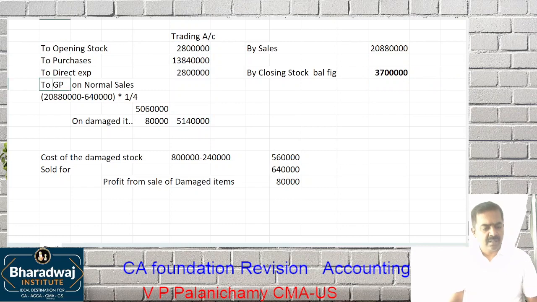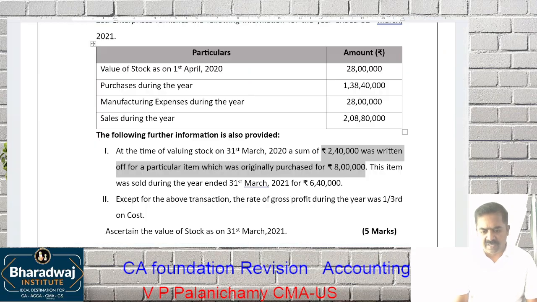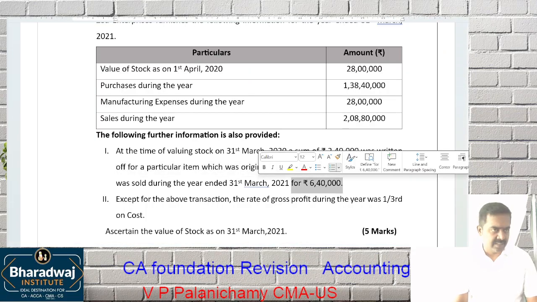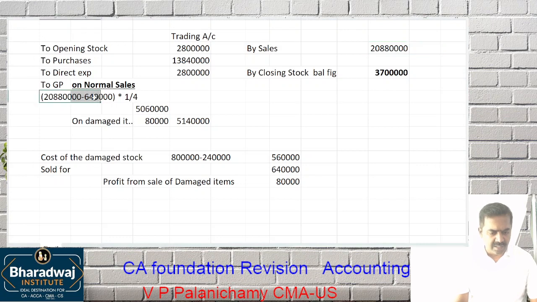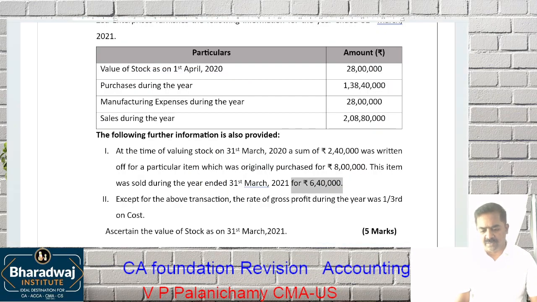I repeat, what is the gross profit on the normal sales? Normally, எவ்வளவு gross profit? 1/3 on cost, 1/4 on what? Sales. 2 crore 8 lakh 80,000 இருக்கு இல்லையா? அதுல what is the sale of damaged items included? 6 lakhs 40. அப்போ balance salesக்கு 1/4 profit maintain பண்ணுவோம். What is the value of this damaged stock? 8 lakh minus 2 lakh 40.